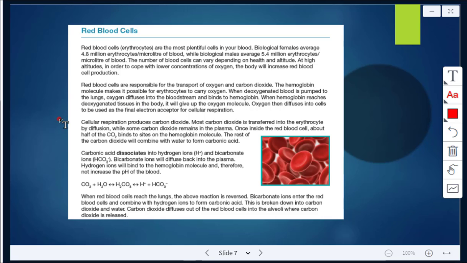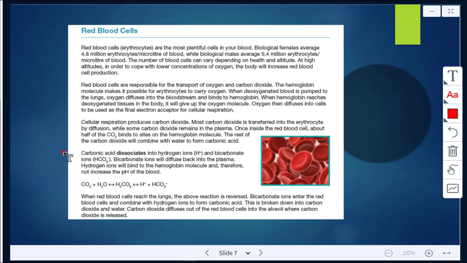Okay, we know that cellular respiration produces carbon dioxide, and most carbon dioxide is transferred into the erythrocyte by diffusion, but some of the carbon dioxide will remain in the plasma. Once inside the red blood cell, about half of the carbon dioxide binds to sites on the hemoglobin molecule. The rest of that carbon dioxide will combine with water to form carbonic acid.